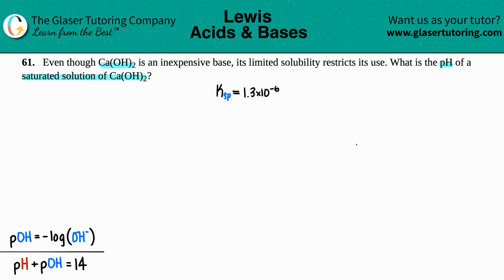Well, in order to do this problem, I had to go to the back of the textbook to find the solubility product of calcium hydroxide. So the Ksp of Ca(OH)2 is 1.3 times 10 to the negative 6th. Now remember, with any Ksp, there has to be a balanced equation. So I'm just going to write that out.